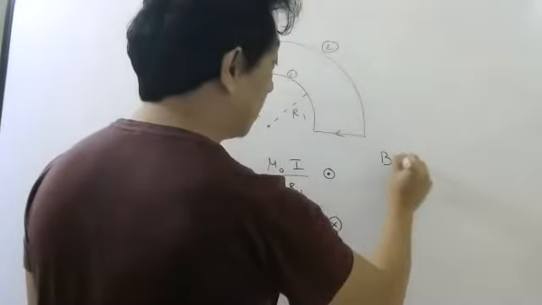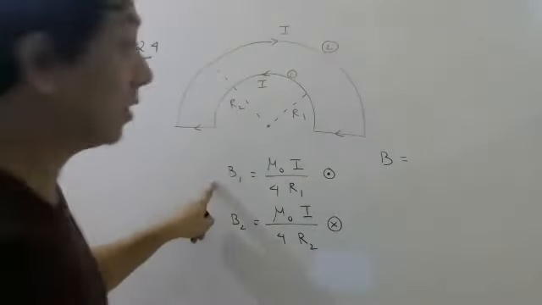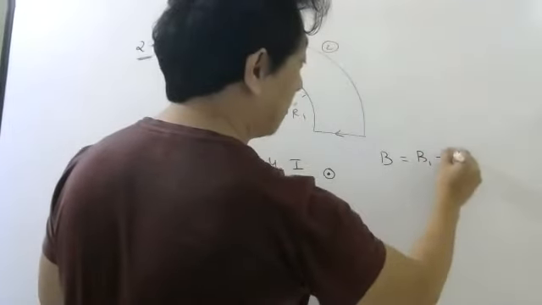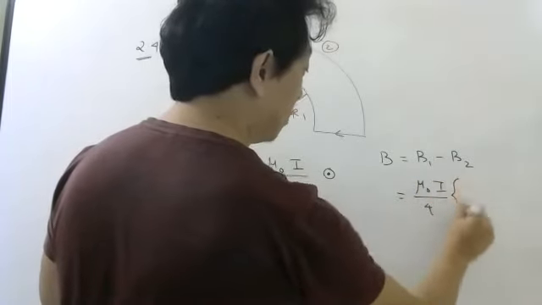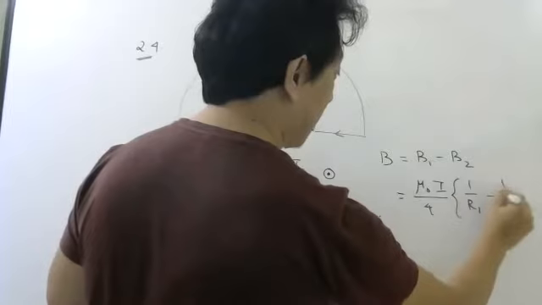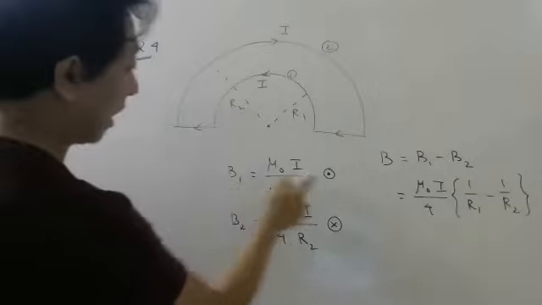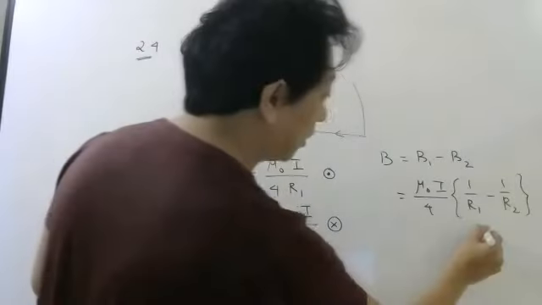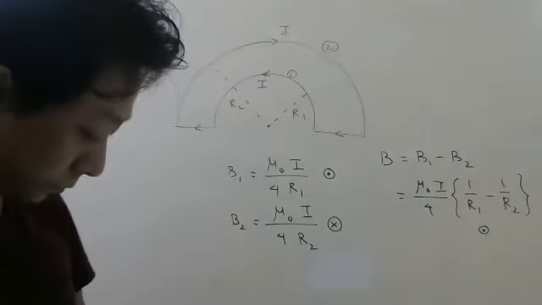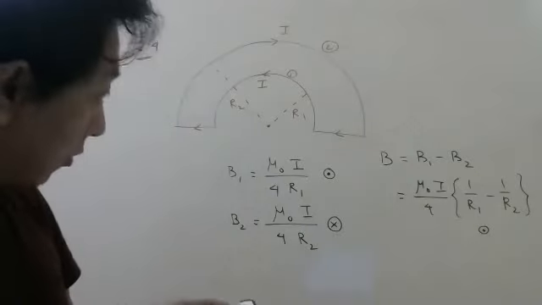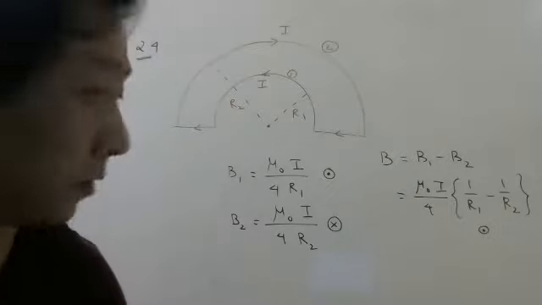Which one will be bigger? Since R1 is smaller, B1 will be bigger. So total will be B1 minus B2. Take common mu naught I by 4. So it is 1 by R1 minus 1 by R2. And direction will be where? Since outward magnetic field is bigger, total will be outward. So which is the right option? Mu naught I by 4, 1 by R1 minus 1 by R2. Option D. Option D.